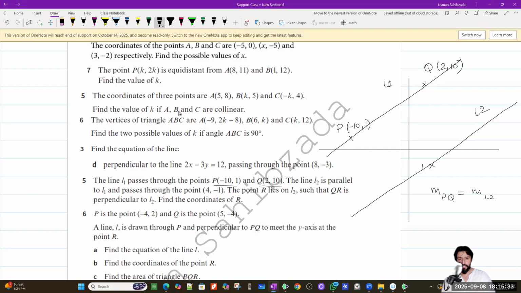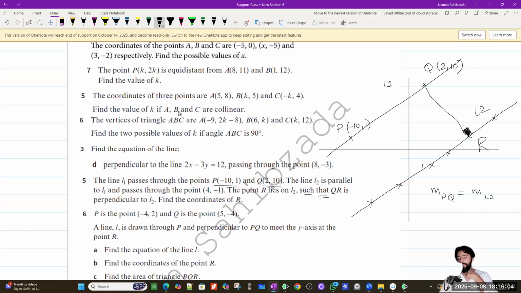Why do we need this? Point R lies on L2. There's a point R on L2. It could be in a lot of places. It could be here, it could be here. But they say such that QR is perpendicular to L2. So it's got to be right in front such that it's making a 90 degree.